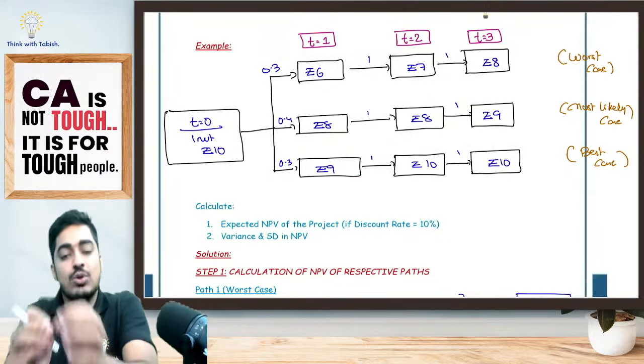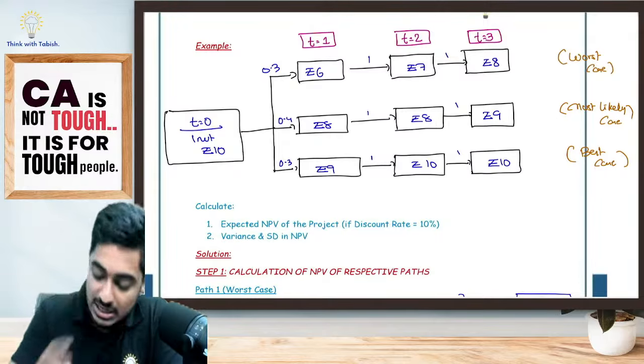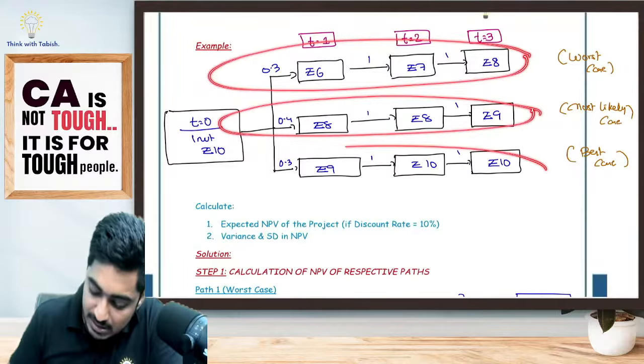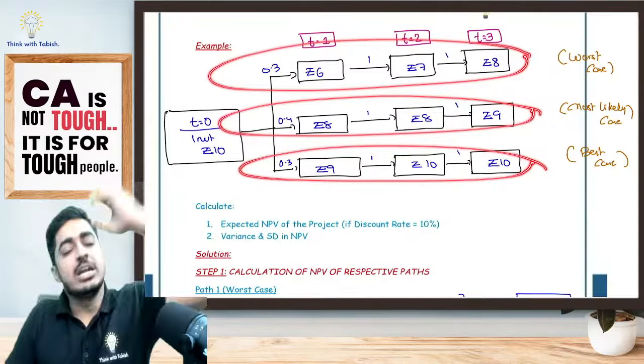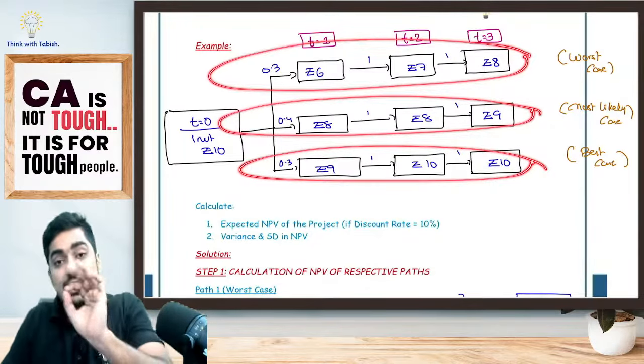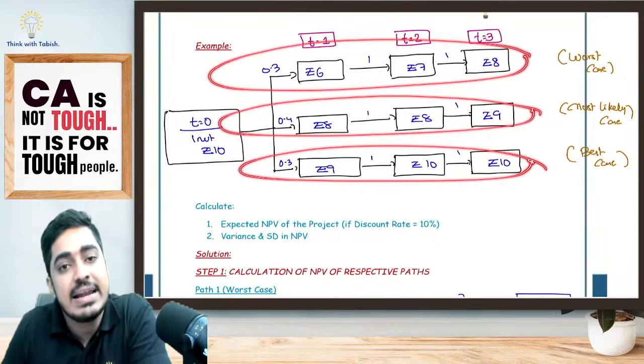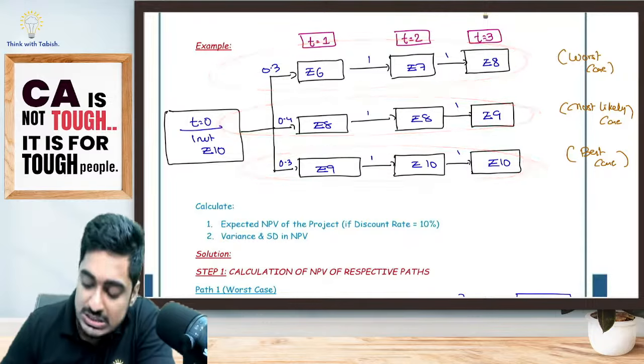Now tell me, students, altogether how many paths are there? Only 3 paths are there. Path number 1, path number 2, path number 3. In perfectly independent, so many paths will happen. Here only very limited paths will be there. So for every path, can I calculate NPV? Yes, sir.